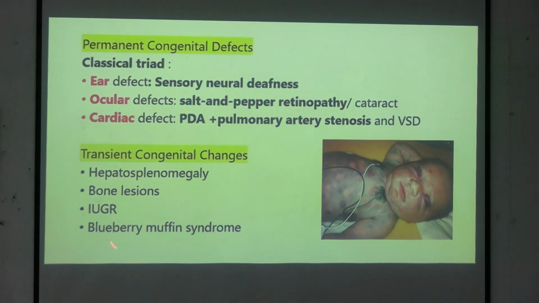And one more interesting thing is called blueberry muffin syndrome, because of the compromised heart or the compromised arterial venous system, the baby will be having a blueberry muffin syndrome. See, alternate white or alternate red and bluish kind of patches or discoloration of the skin. ঠিক আছে? We call it blueberry muffin syndrome.